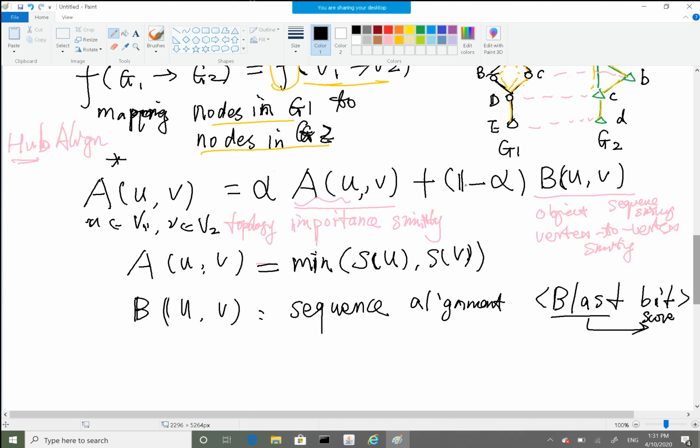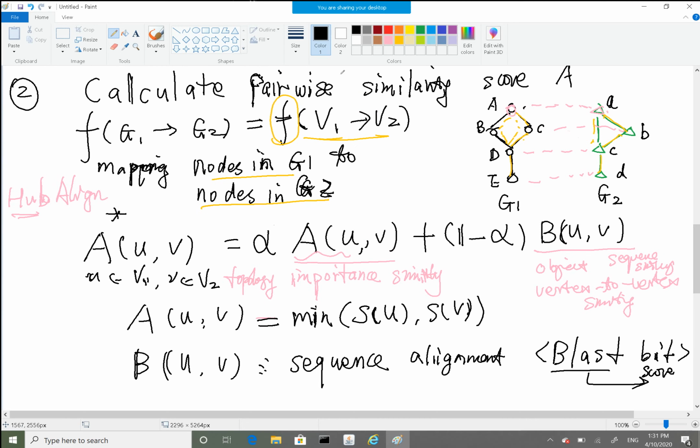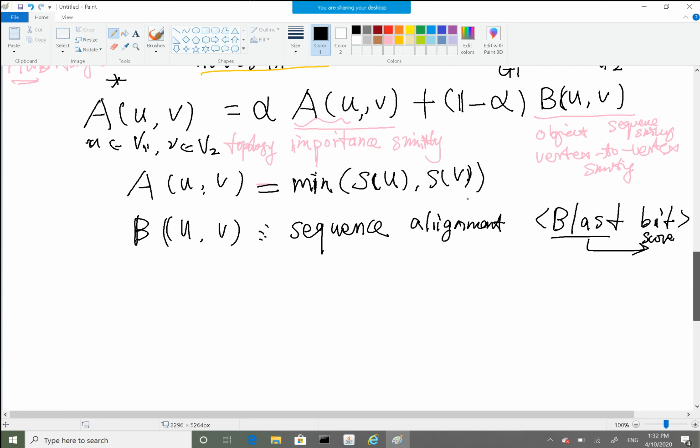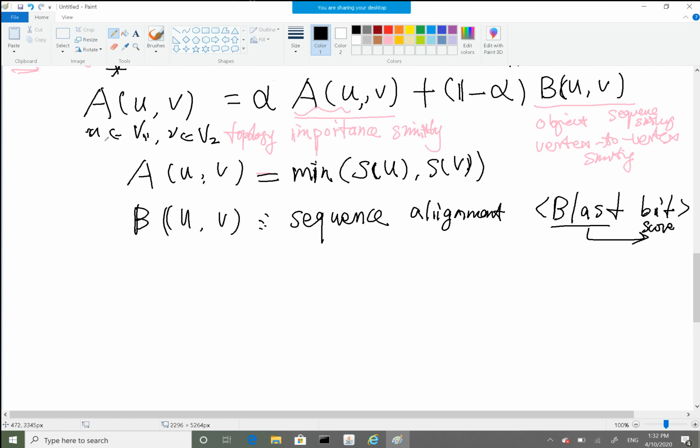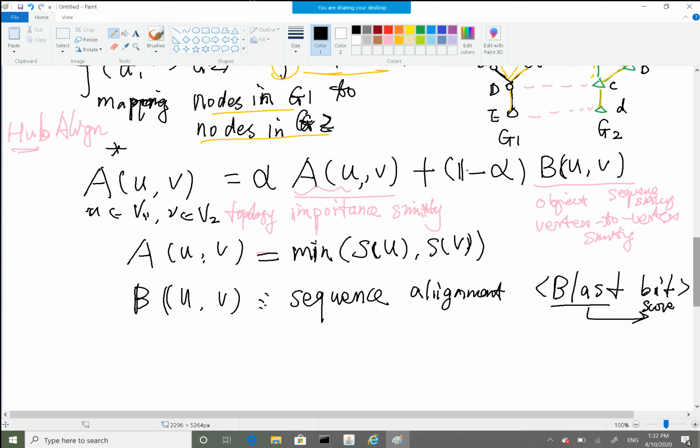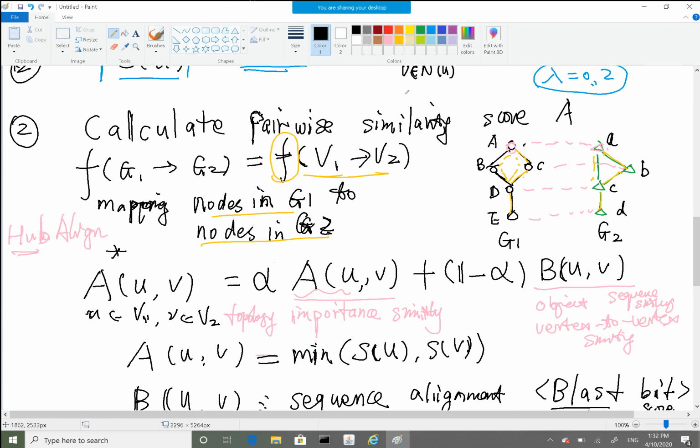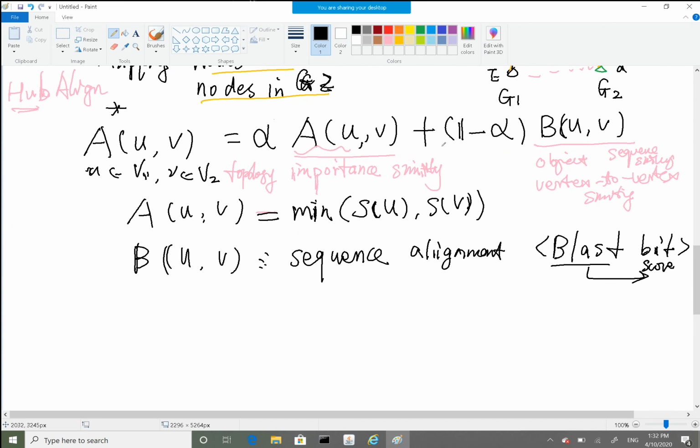The goal of this sequence alignment is to check how similar this apple is to the other orange. Or this orange protein with another orange protein, for example. This coronavirus protein with another protein which is in the snake. This is the protein in the coronavirus in the human, and this is the coronavirus in the snake. You want to check how similar they are. So this is the sequence alignment to calculate protein to protein similarity, vertex to vertex similarity, right? And A accounts for the structure-based similarity.